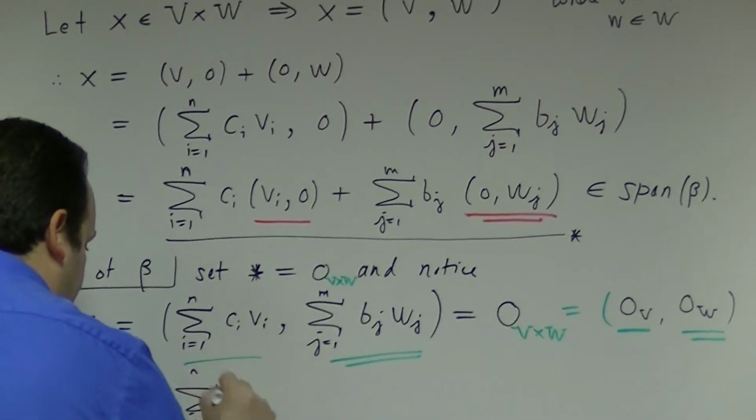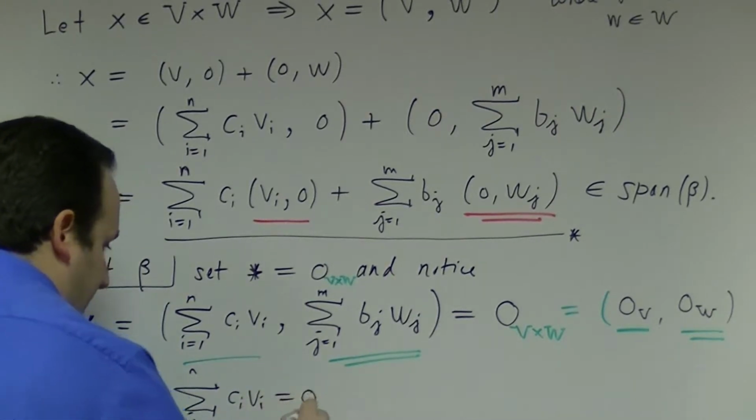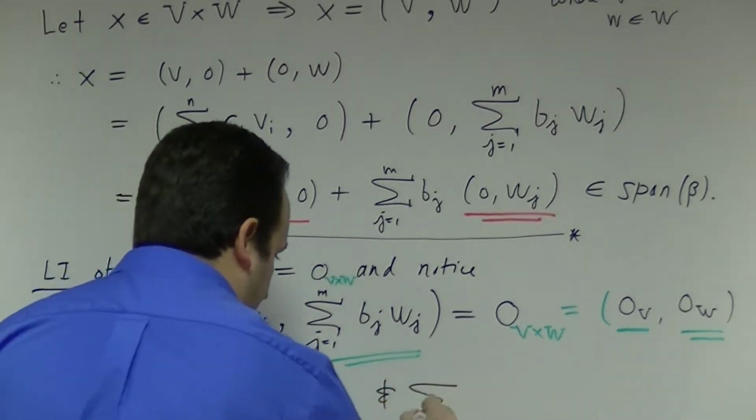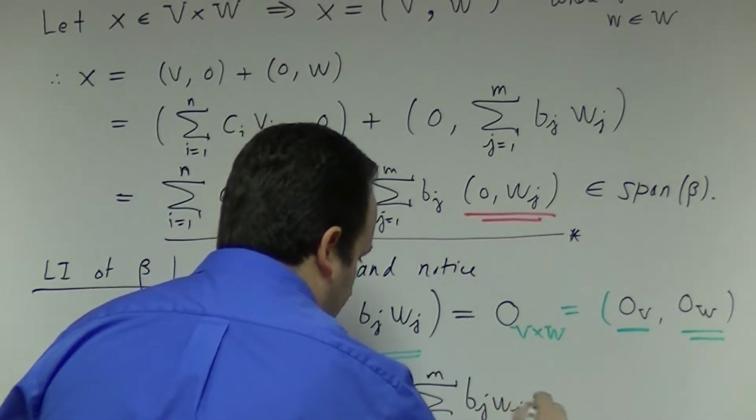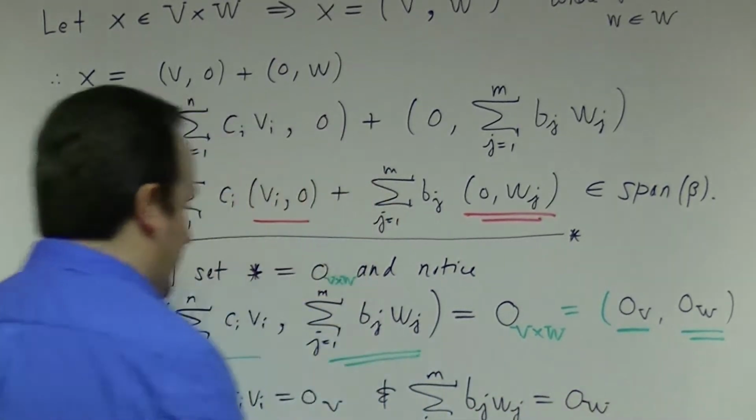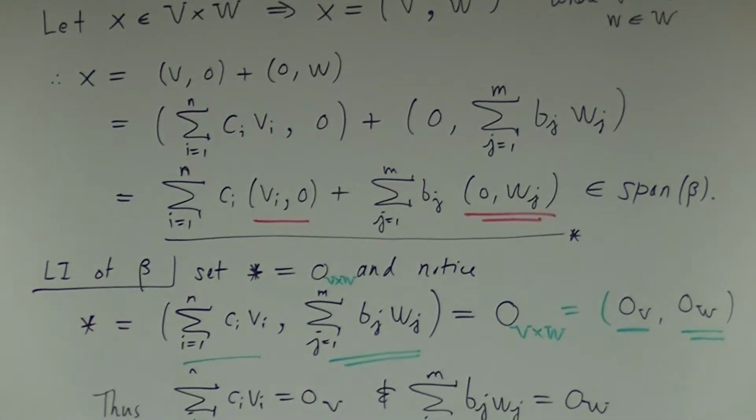Sum i equals 1 to n of c_i v_i equals 0 sub V, and sum j equals 1 to m of b_j w_j is equal to 0 sub W. But what can I say then? The only way that happens is if c_i and b_j equal 0. Why? Because beta V and beta W are linearly independent.